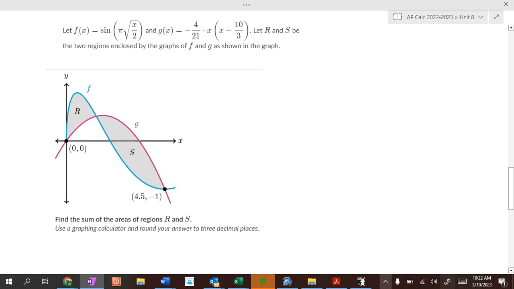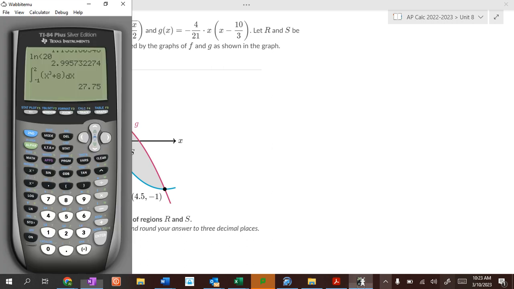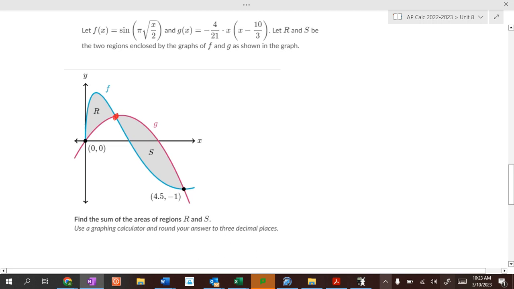Then when we hit something like this, we've got to find that point. And now we're back to up and down. We don't have to go this way. They say use a graphing calculator, so we will be utilizing our graphing calculators as much as possible here. So I'm going to graph both of these.